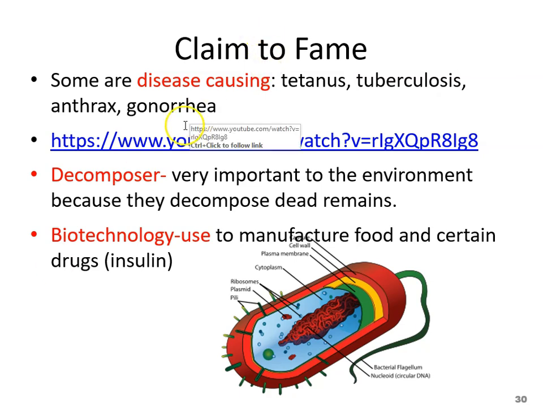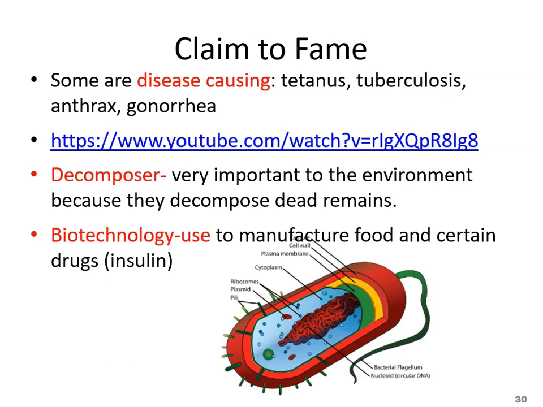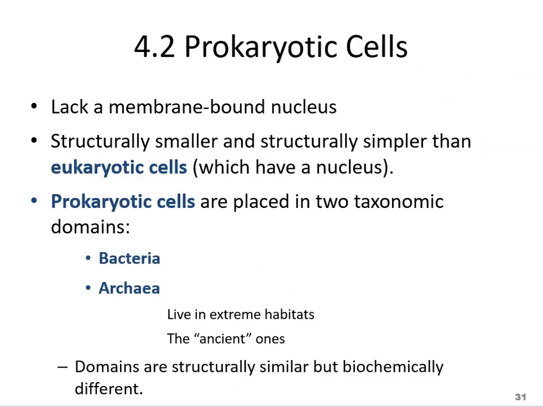So some are disease-causing, like tetanus, tuberculosis, anthrax, gonorrhea. Some decompose, very important to the environment because they return nutrients back to it. Biotechnology, hey, diabetes used to be a death sentence hundreds of years ago. It's not now. Why? Because we make insulin. How do we make it? We use bacteria to make it. I think it's bacteria, actually. Yeast would be something else. But we put the gene inside of a prokaryote and let it grow the protein, and then we purify it and put it into medicine.